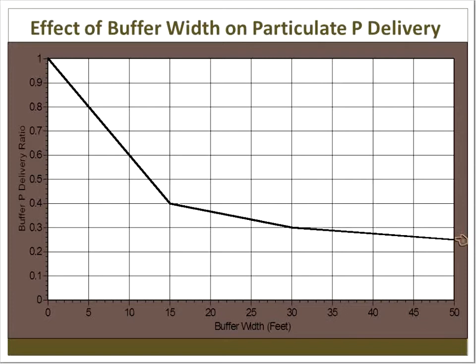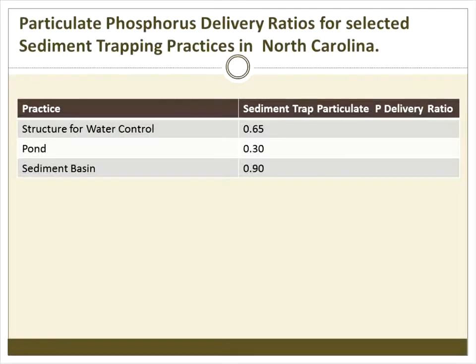And buffers occasionally have to be maintained to assure that the sediment doesn't build up over time and short-circuit the buffer. So we have a couple other practices that can reduce sediment-bound phosphorus. Water control structures deliver 65% of the phosphorus. That means they retain 35% of the phosphorus.